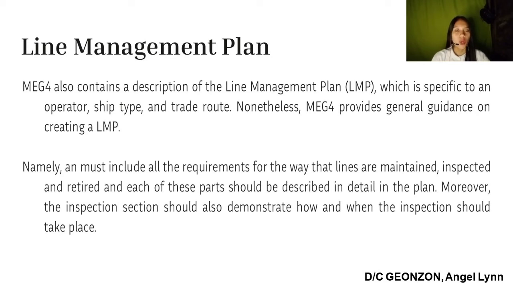So MEG4 also contains a description of the line management plan or LMP, which is specific to an operator, ship type, and trade route. Nonetheless, MEG4 provides general guidance on creating an LMP, and it must include all the requirements for the way that lines are maintained, inspected, and retired, and each of these parts should be described in detail in the plan. Moreover, the inspection section should also demonstrate how and when the inspection should take place. So the detail in the plan should be as accurate as possible.